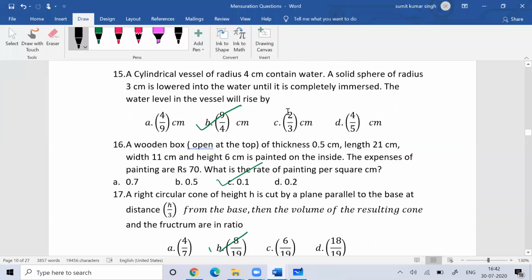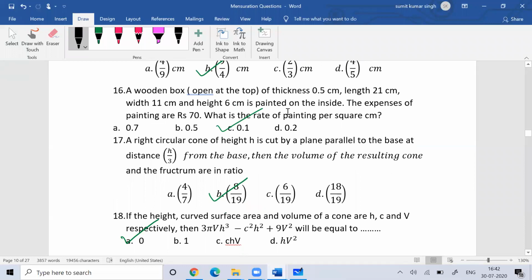Okay, fine. So now you can see question number 16. A wooden box open at the top. So if it is open at the top, there's no ceiling. So if there's no ceiling, then there's no length into breadth at the top.